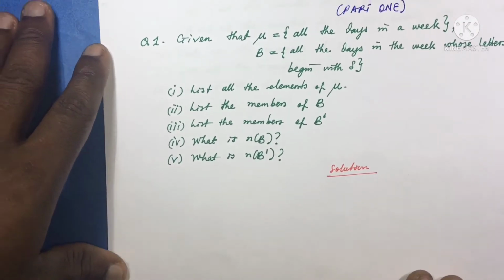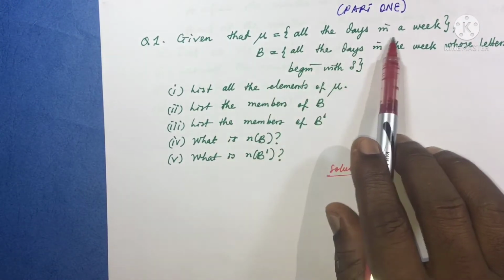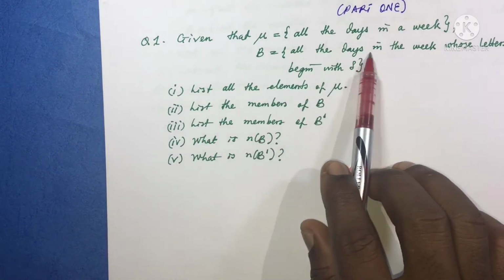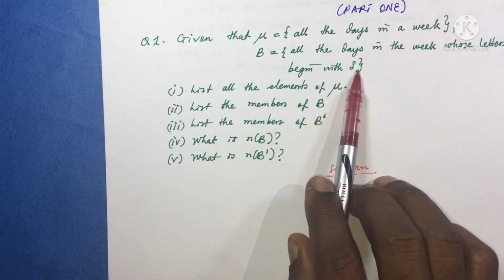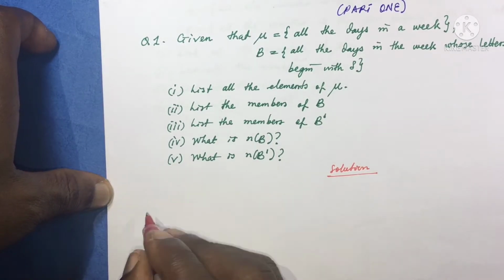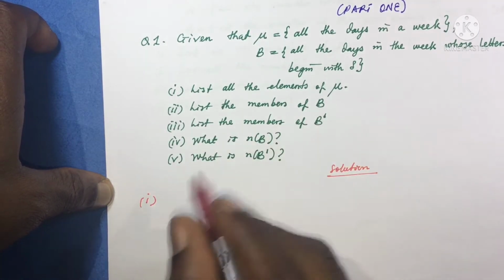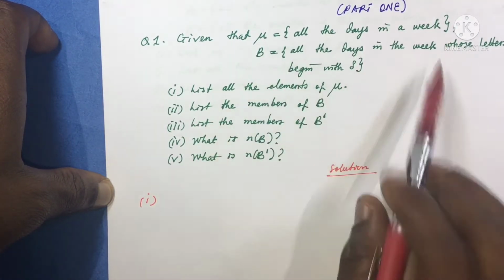Now let's see, if the universal set is the set of all the days in a week and B is the set of all the days in the week whose letters begin with S, then let us start with answering question 1. For question 1, to list all the elements of mu means to list all the elements of this set.